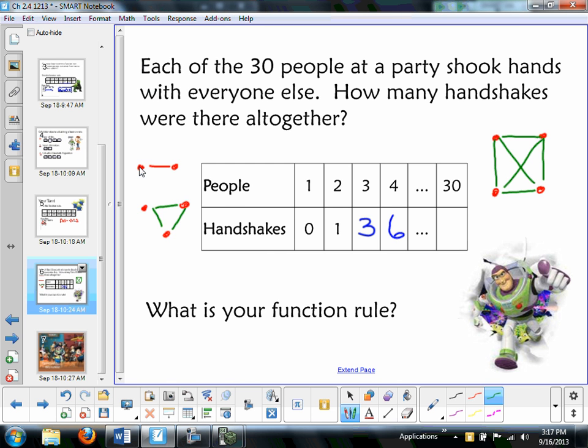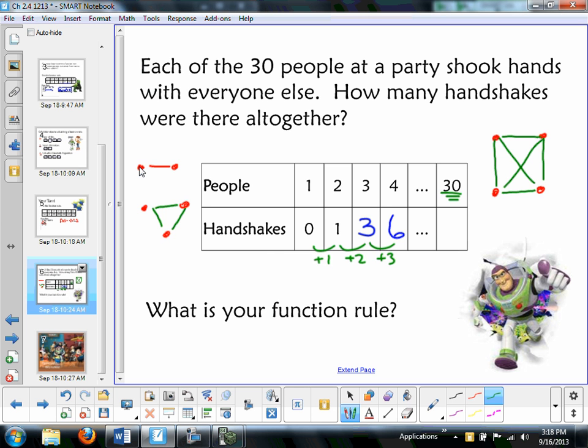Okay, well this could get difficult to count. So can we use our regression here, our function rules to help us out? Because really, I want to know, what if there are 30 people at the party? So I'm recognizing that this is not going to be linear. I recognize here this is an increase of 1, this is an increase of 2, this is an increase of 3. I recognize it's not linear. I recognize it's going to be quadratic. So I want to know what is our function rule that can help us, because I want to know if there are 30 people, how many handshakes are going to happen altogether.